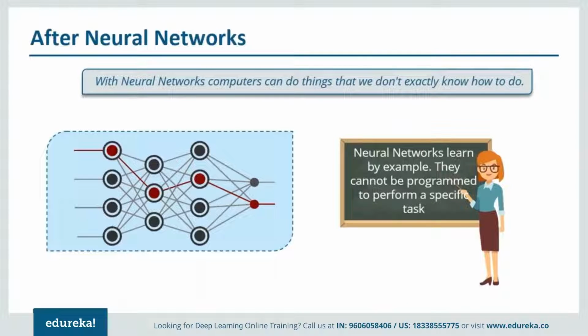So even if you don't know how to solve a problem, you can train your network in such a way that with experience, it can actually learn how to solve the problem. So that was a major reason why neural networks came into existence. So we'll move forward and understand what is the motivation behind neural networks.